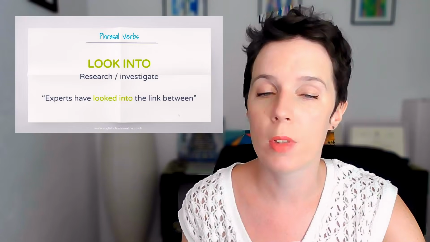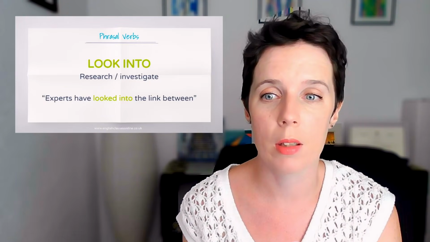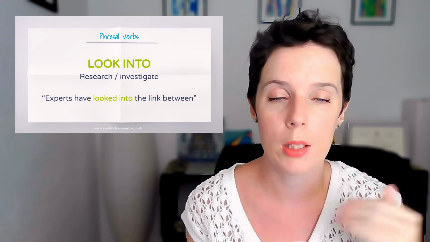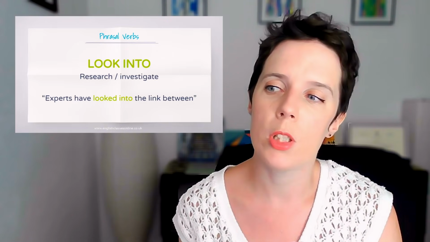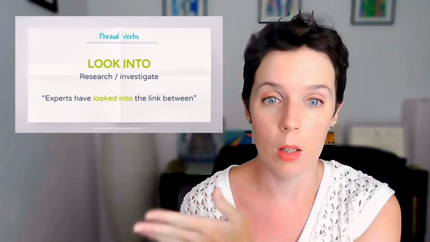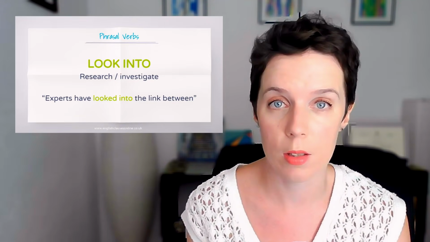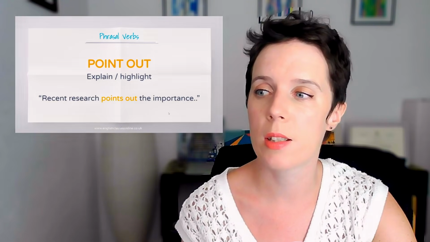Number 3, look into. This means to research or investigate something. Experts have looked into the link between X and Y. Or again, you can maybe use this in your conclusion. After looking into this topic or looking into this issue, I believe that da da da. So look into, to research or investigate.